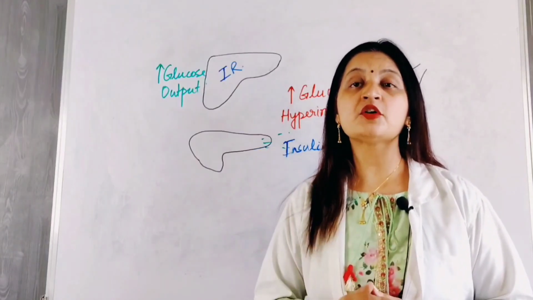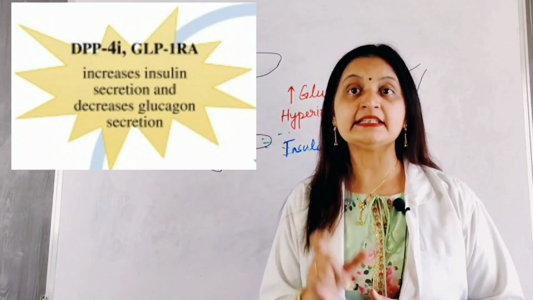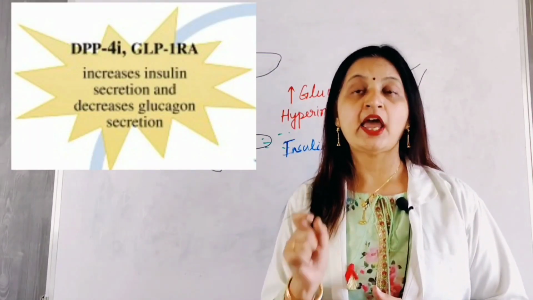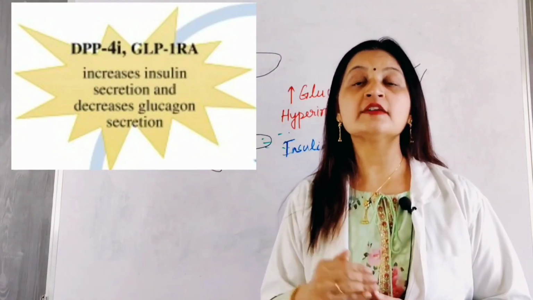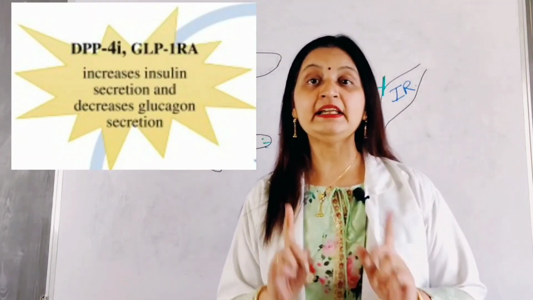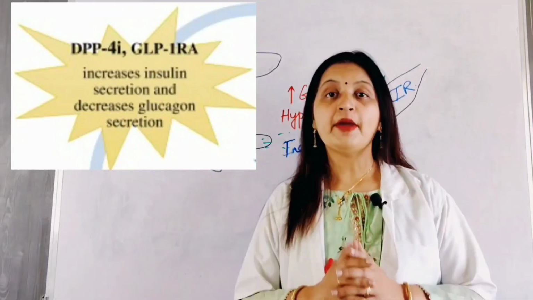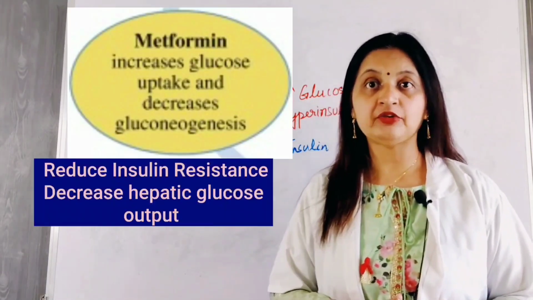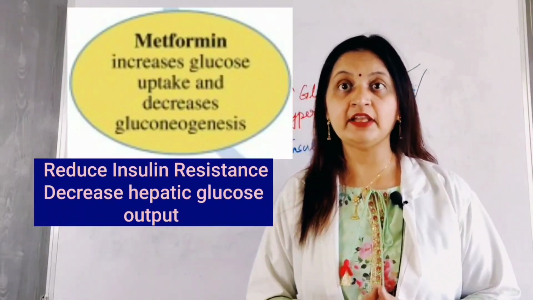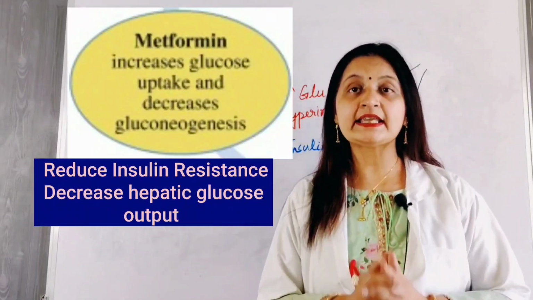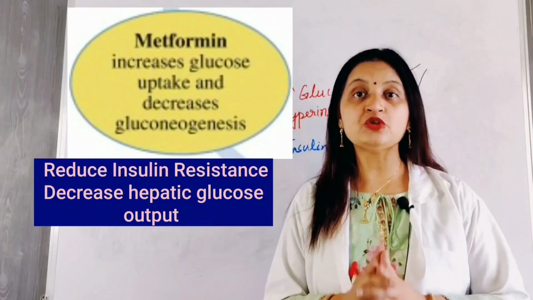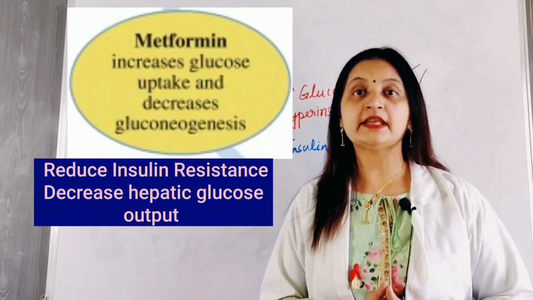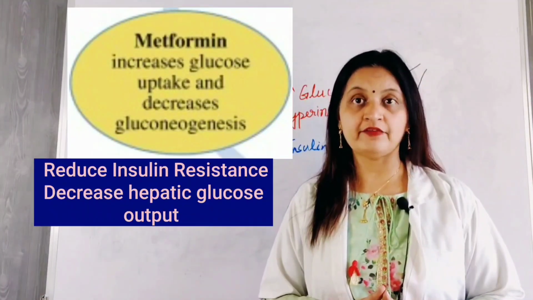Also, there is another class of anti-diabetic drug which is known as DPP-4 inhibitors and GLP-1 receptor agonists that also cause insulin secretion but through an indirect mechanism. Metformin is an older anti-diabetic drug that reduces blood glucose level by primarily decreasing the hepatic production of glucose. It also reduces insulin resistance and helps in normalizing the blood glucose level.